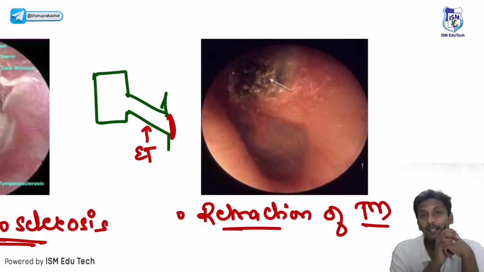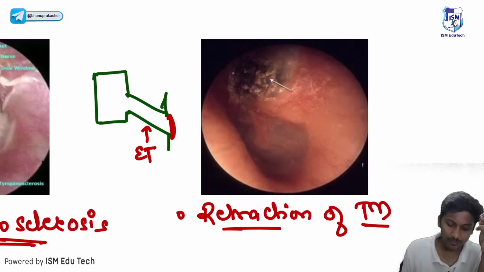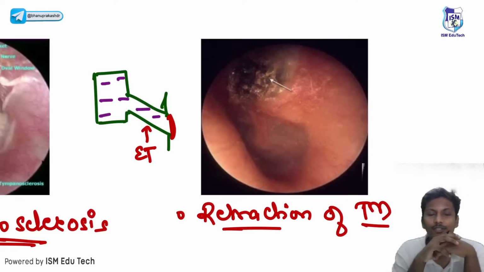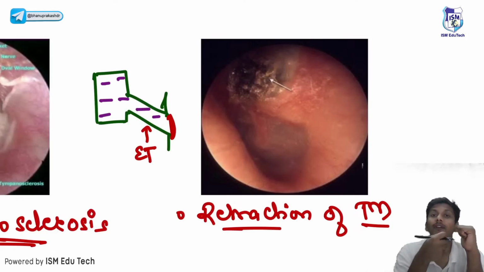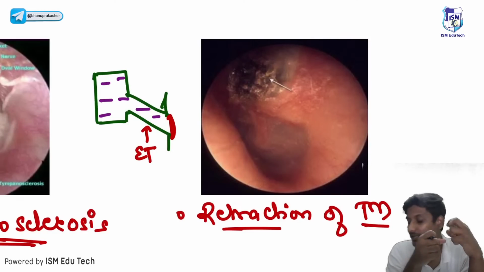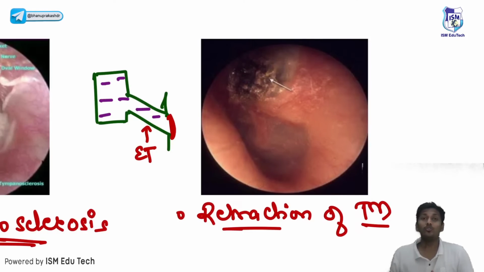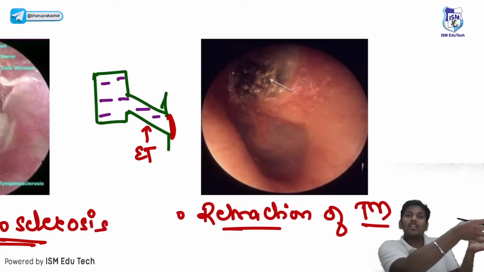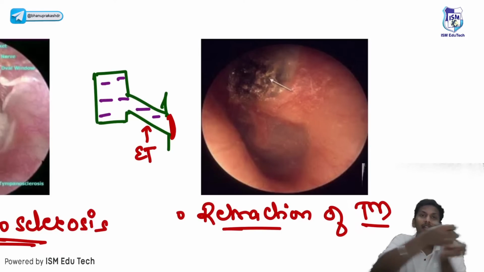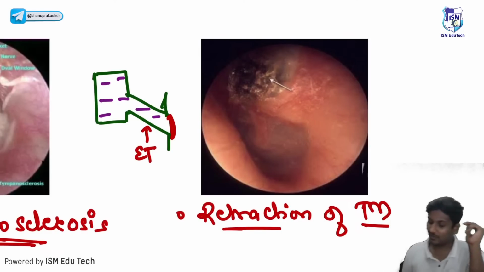what will happen in that condition? Definitely there will be a negative pressure generated inside the middle ear, and that will create a vacuum or a suction. Due to that, the tympanic membrane will be sucked inside. It will be pulled inside. That is what is called retraction of tympanic membrane.